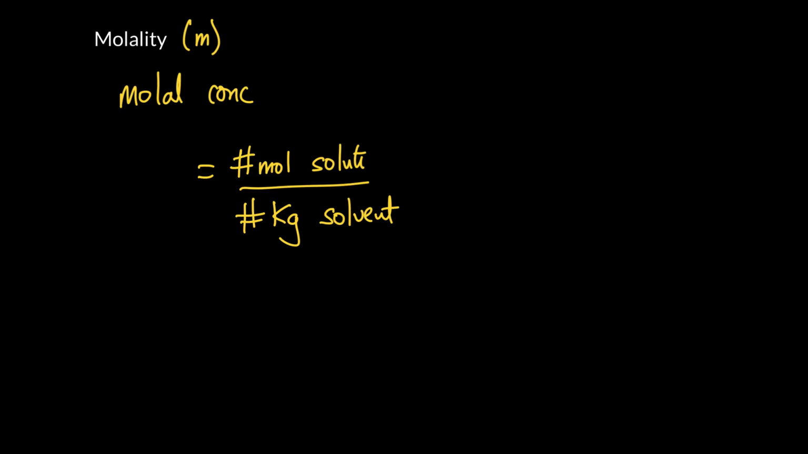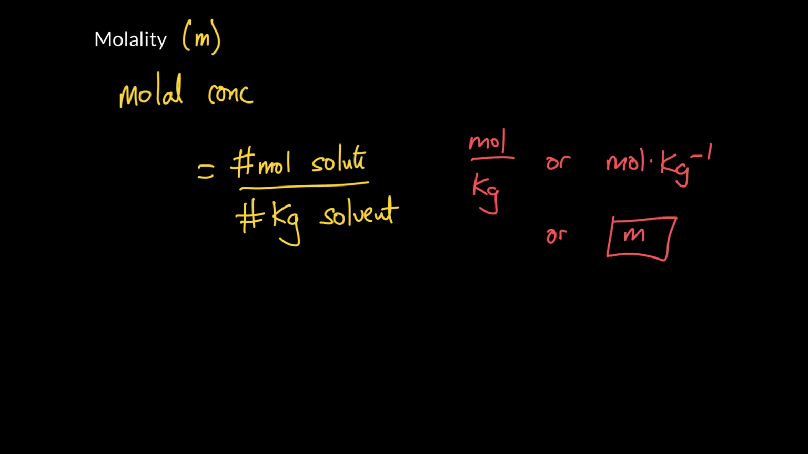In terms of units, I think they are fairly easy to understand. We're going to have moles on the top, and kilograms on the bottom. So that would be moles per kilogram. You could write moles kilogram to the -1, and because that's kind of a mouthful, we can normally just abbreviate that as a lowercase m.